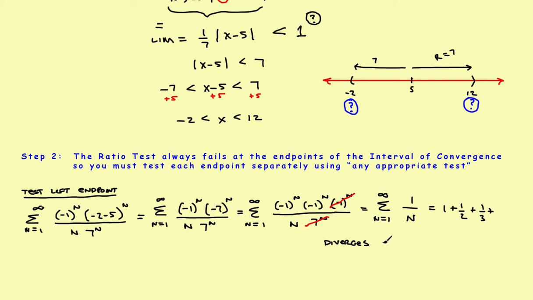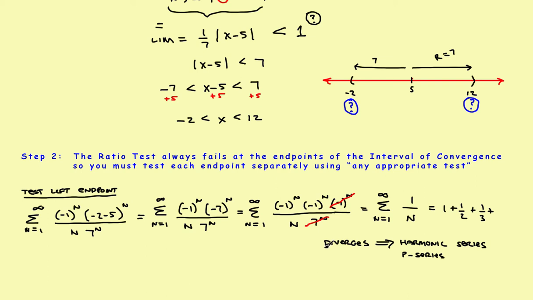You can justify that with either the fact that it's a harmonic series, because you know that the harmonic series diverges, or you can think of it as a p-series with the exponent equal to 1. So either one of those two tests will show you that this thing diverges.